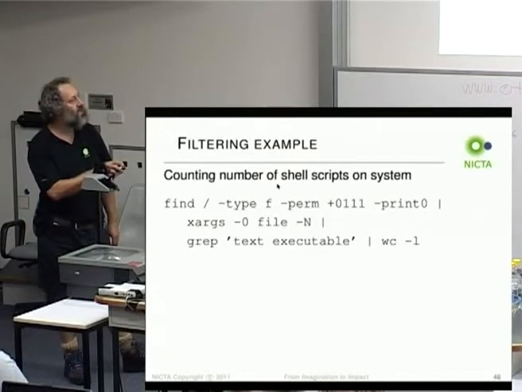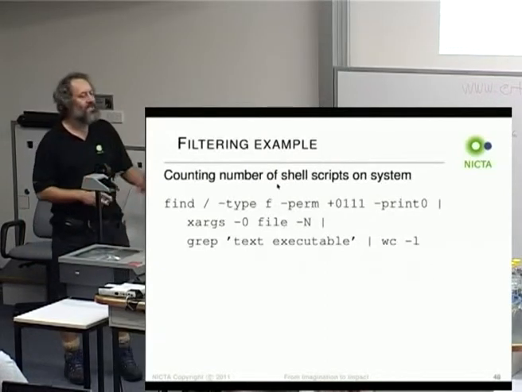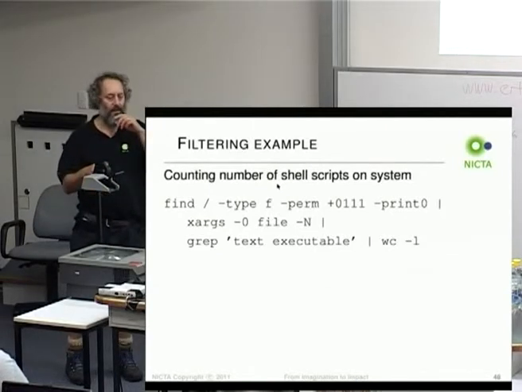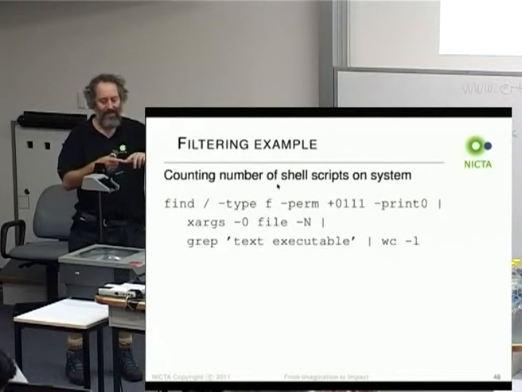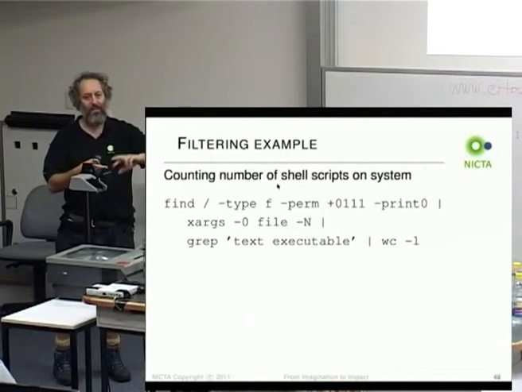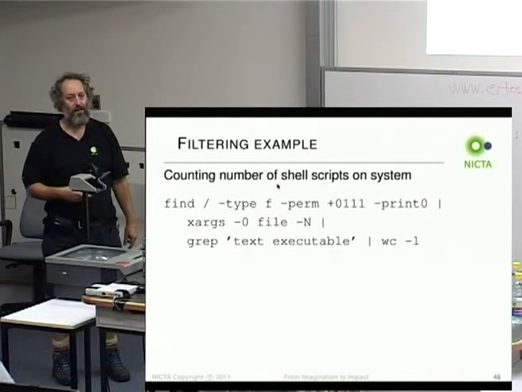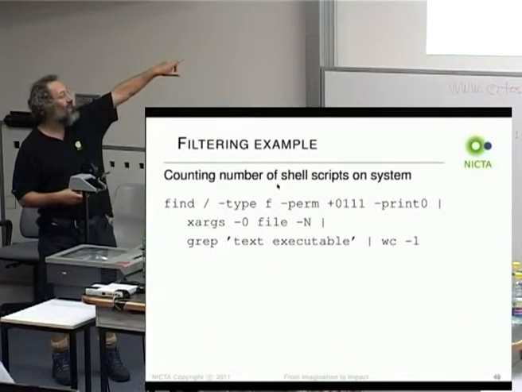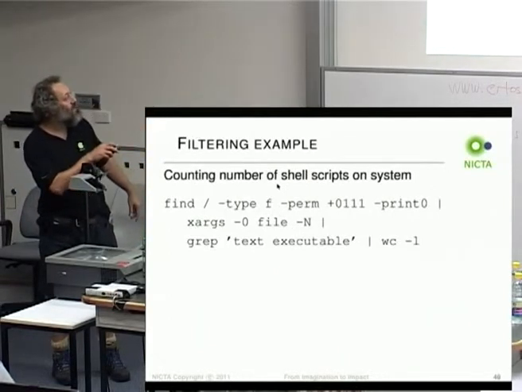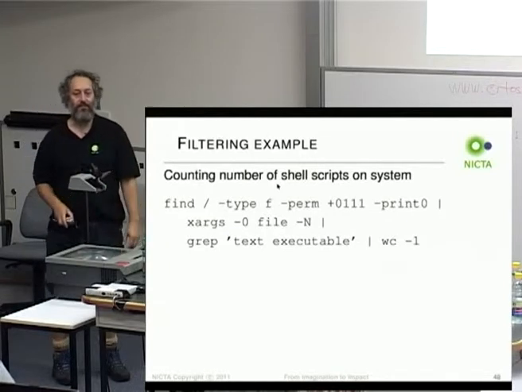And finally, wc is word count. If you just use it straight off, it'll count the number of things in its standard input and give you the number of characters, the number of words, and the number of lines. With dash l, it just prints out the number of lines. So essentially, what we're doing here is finding out how many times this grep succeeds and counting them.